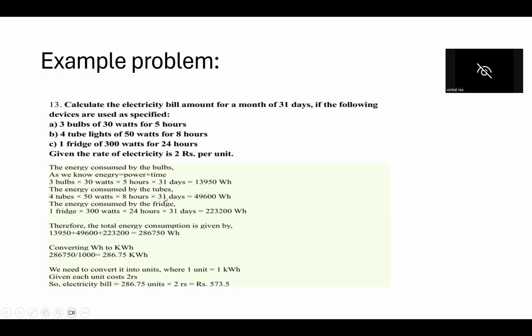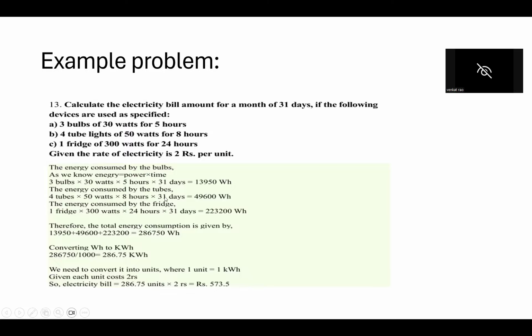So 50 into 8 only, but not a single tube light, but 4 tube lights. So into 4. And this consumption is only given for per day. Per day, but we need to calculate for 31 days. So into 31, so we'll get some value. Similarly, for fridge, one fridge, 300 watts, 24 hours usage, 31 days.